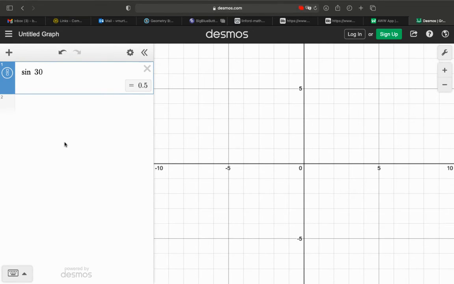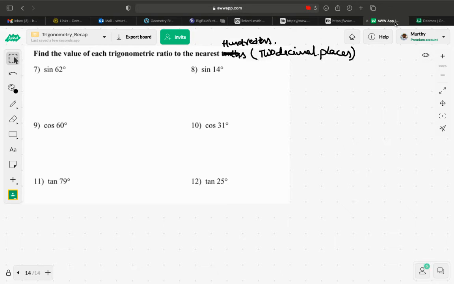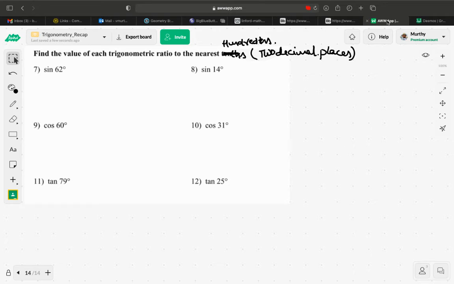Okay, so click it, then you see a different value. And also, in case you want to type it, at the bottom left there is a keypad. If you click it, then you'll be able to see the keypad. Okay, now let's go back to the question. The question says, what is sine 62? Let me take my Desmos. So sine 62. You see that it is 0.8829.